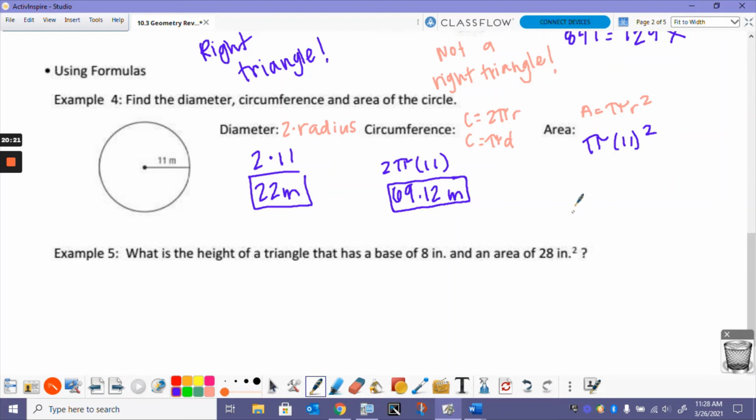This was in square units. So our area equals 380.13 meters squared, okay? That's why we went over that first thing on the front page.